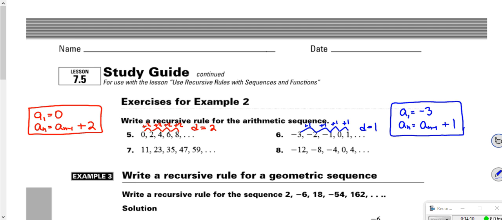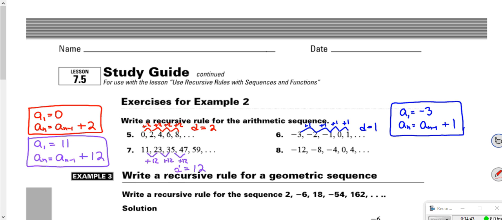Now, number 7. Again, got to figure out my D here. This looks like I'm adding, what, 12 each time? Looks like it. So obviously my D is a positive 12. Again, got to have 2 things. Got to have my a sub 1, which is 11. Got to have my starting point. And then a sub n is a sub n minus 1 plus 12. That's your recursive rule with a starting point.